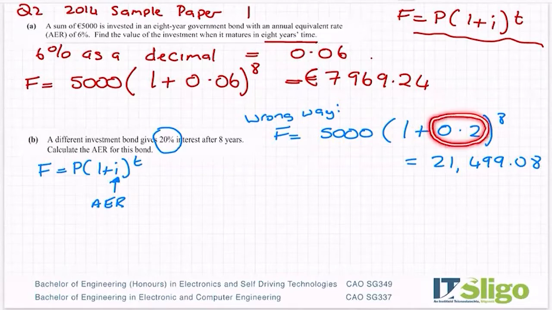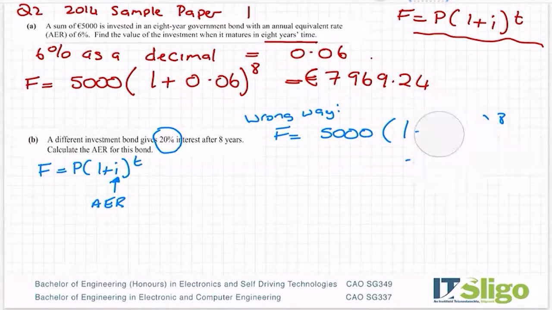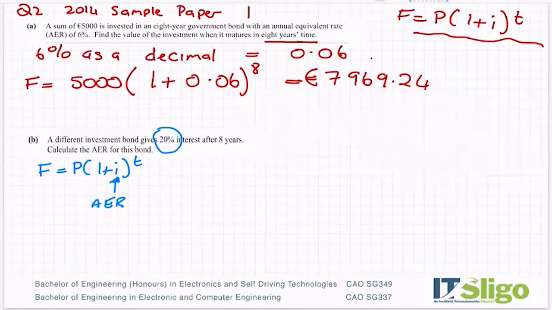That's not where it goes. That's actually the value you're solving it for. Okay, so where do we use that 20% if it's not there? Okay, well, that 20% is actually the relationship between F and P. Okay, so my final amount is 20% bigger than my P. So let me read it again. A different investment bond gives 20% interest after the 8 years.